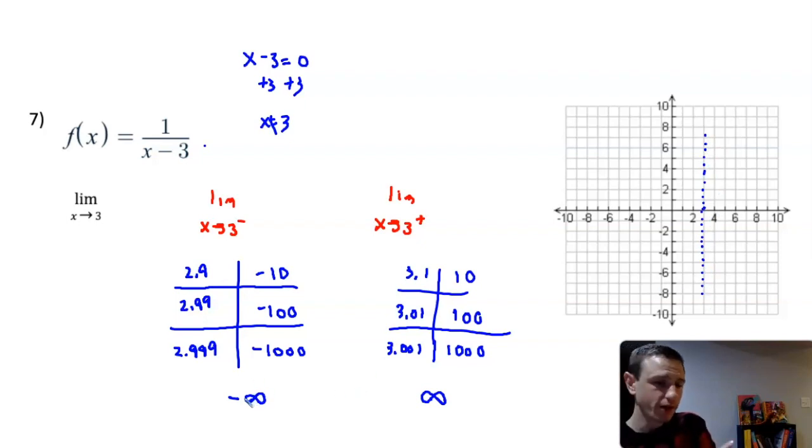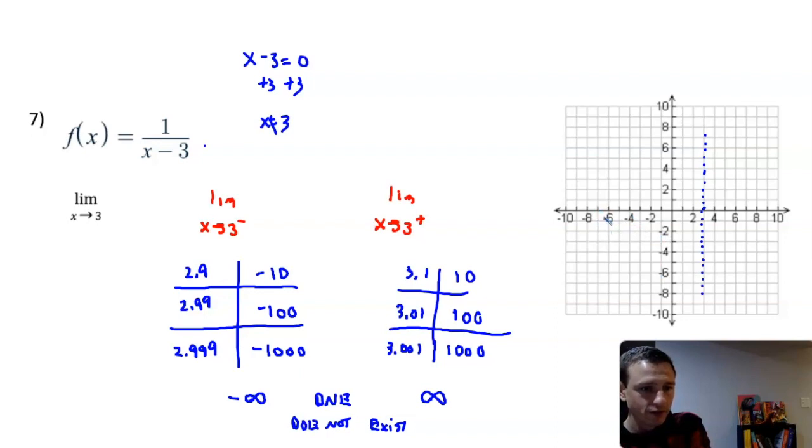So since we evaluated from the left, we evaluated from the right, they're not going to the same spot. So this would be an example of does not exist. Does not exist. They are going 2 different directions. And the reason being is that asymptote.